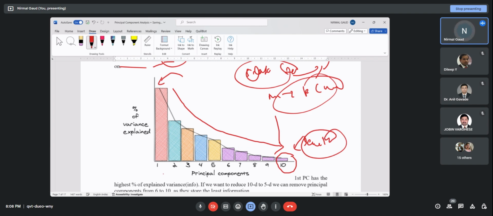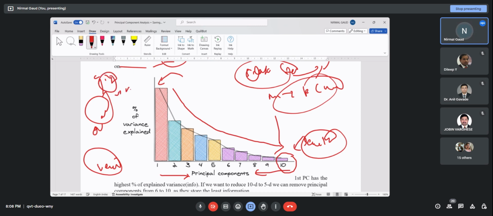Okay, so these are the principal components. That means these are the vectors. These are the vectors over which I need to show the information. I need to show the variance of the data. Okay, so the first component is going to show the highest percentage of the variance.